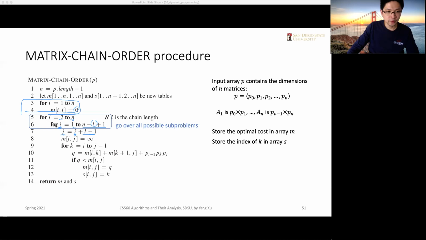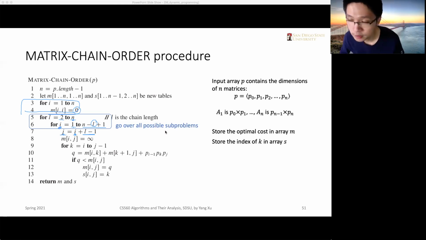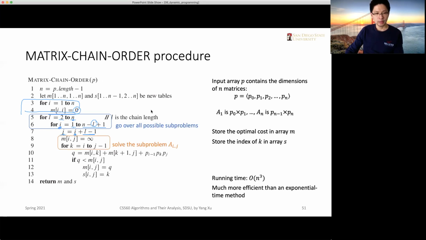The first two for loops, from line 5 to line 6, go over all possible subproblems. The order is that we go through the smaller subproblems first. We start from L equals 2. Within each iteration, we initialize M[i][j] to infinity, and that is the value we want to solve for. How do we solve that?